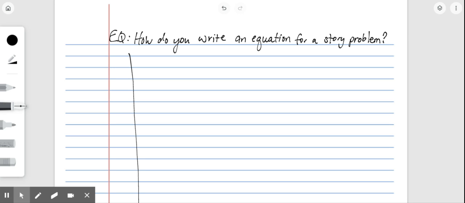All right, beautiful people. So we're going to continue talking about writing equations. Our essential question today is, how do you write an equation for a story problem? So yesterday we talked about keywords that mean equals or mean an equation, and writing some equations. And today we're going to have to interpret a full story problem, okay? So let's just start with an example, okay?